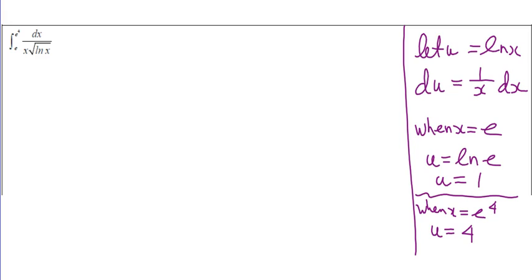All right, so now we're going to come back over here and rewrite this. The x's are going to be gone. We're just going to have u's. So this problem now becomes the integral from what? Well, e is on the bottom, so from 1 to 4 of, okay, u is ln x, and we've got dx over x here. Right? So it's just going to be 1 over root u du.